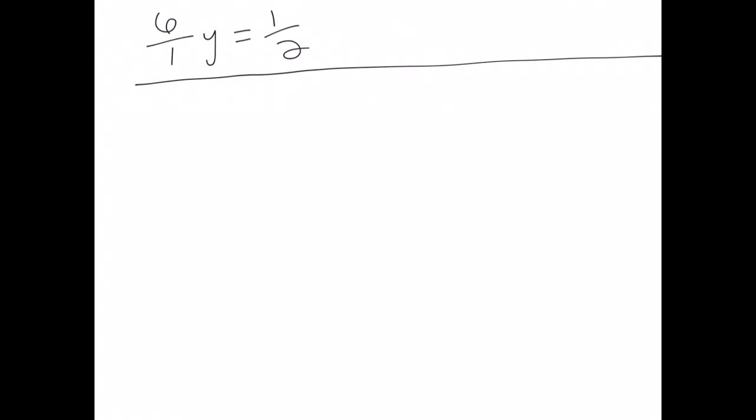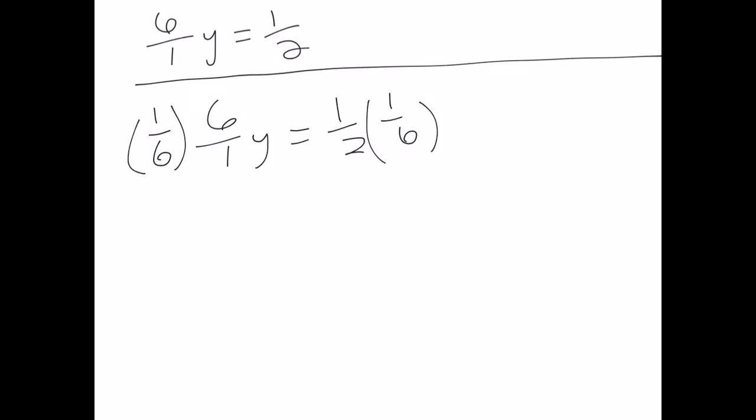To do this problem, it would be 6 over 1 times a variable equals 1/2. On this one, you also have to do it by its reciprocal. So you multiply that from that side and it from this side as well. That cancels out, and that gives you y equals.